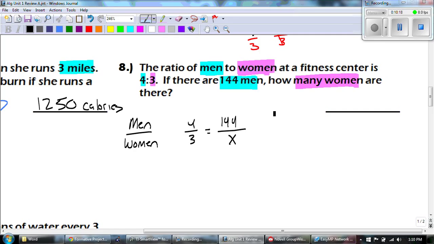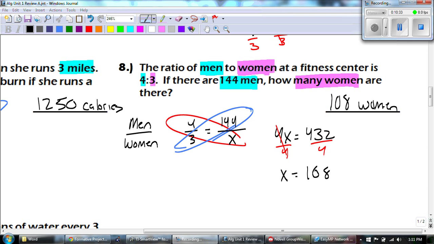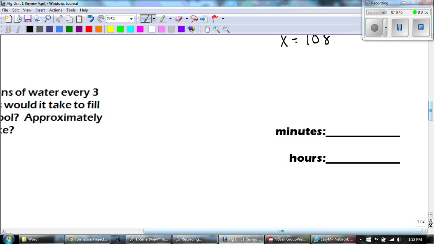Okay, so we're going to pause the video and see if you can do this one all on your own. Good luck. Okay, so 4x equals 432, divide by 4, and you get 108, not chickens, women. Make sure to label it correctly.